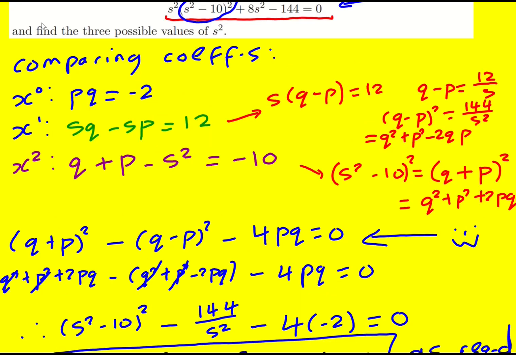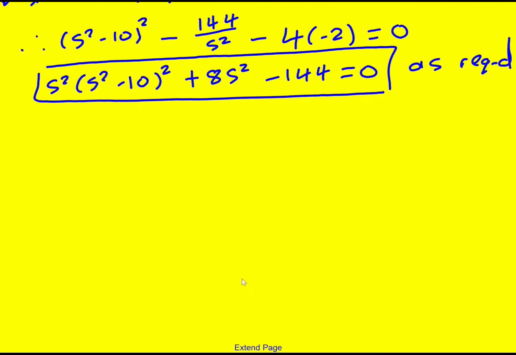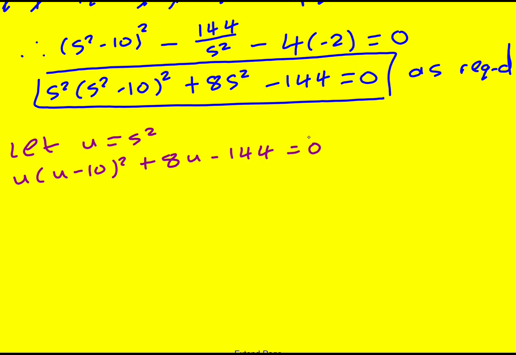Right, we're actually still on this part of the question because we're asked to find the 3 possible values of s squared. Got to solve this now. It's actually going to be s to the power of 6 ultimately. So I'm going to let u equal s squared. Let's do a substitution. I'm not going to work in terms of s squared, I think that's just going to be complicated. So u times (u minus 10) squared plus 8u minus 144 is equal to 0.